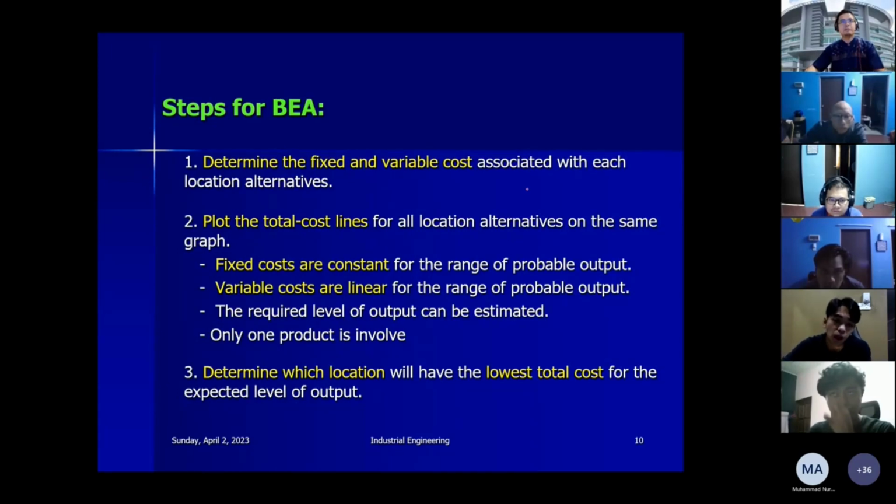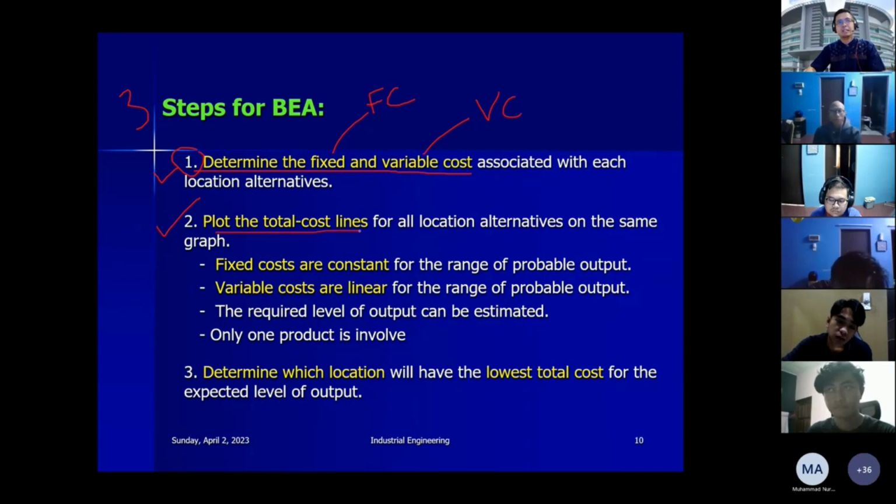How do we determine the BEA, or break-even analysis? There are 3 steps. The first one, we have to determine the fixed and variable costs associated with each location alternative. We have to determine what are the fixed costs and what are the variable costs first. And number two, we plot the total cost line for all location alternatives on the same graph.